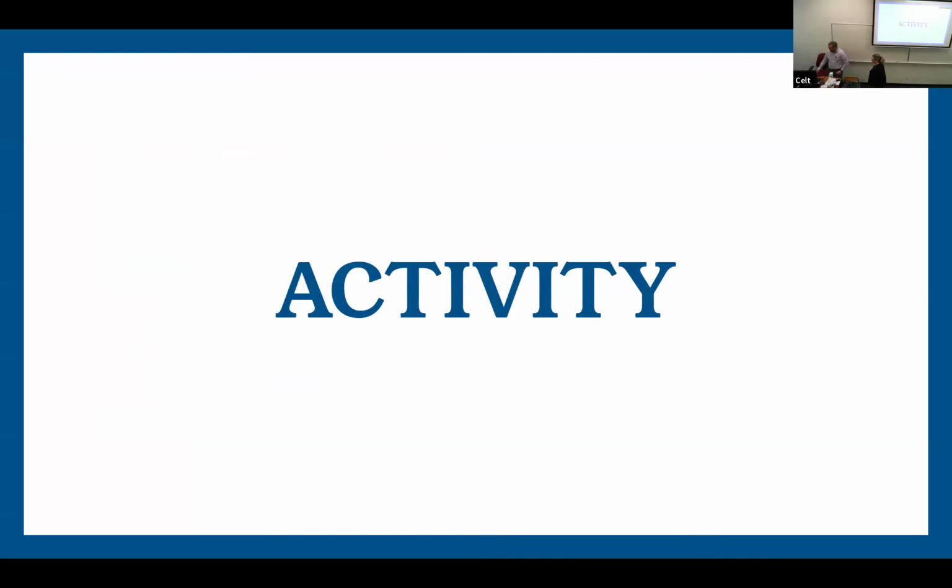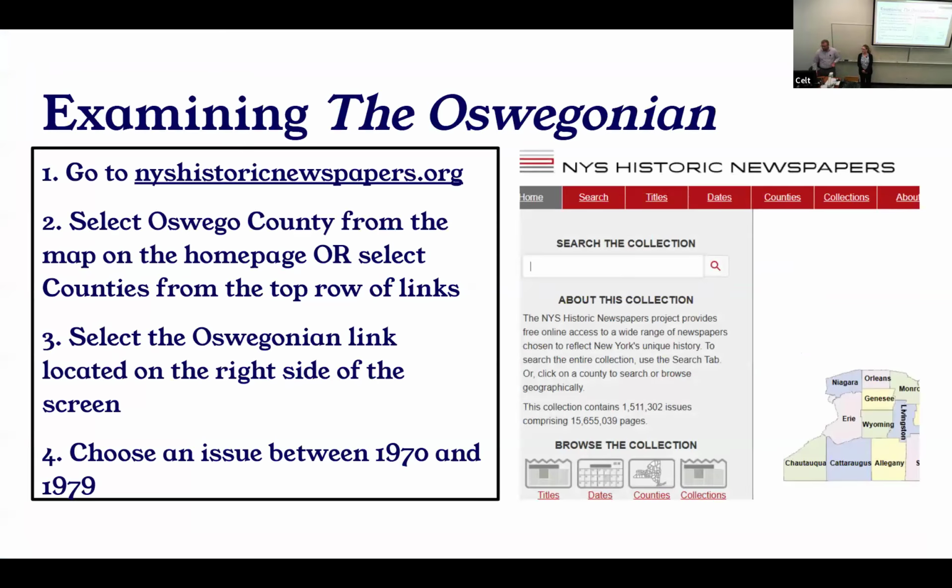Thank you, Lynn. So this activity kind of models what we've done in the classroom in the past. What we'll have you all do who are online to examine the Oswegonian is this activity. So there's a website called NewYorkHistoricNewspapers.org. So that's NYSHistoricNewspapers.org. If you also did a search with whatever your preferred search engine is for NYS Historic Newspapers, it should have a webpage that kind of looks like what's on the right-hand side of the screen here.